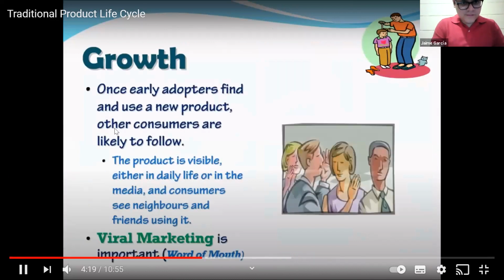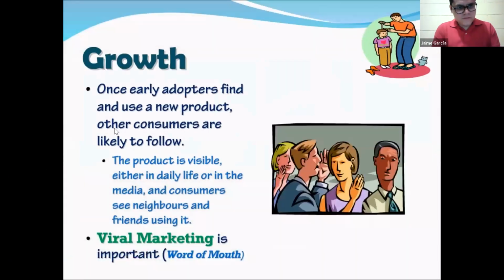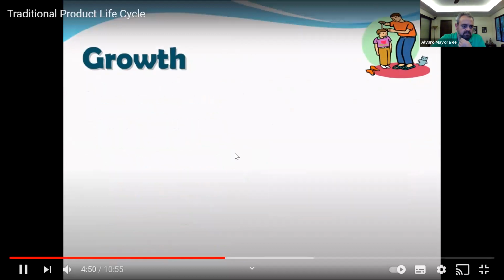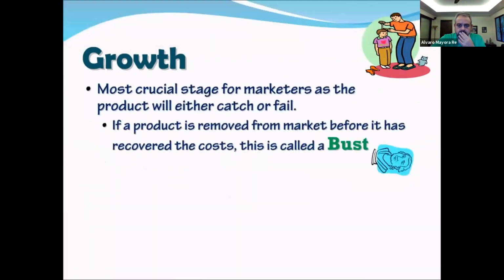Starting to increase. So the growth stage occurs after these early adopters buy it and they start telling their friends, right? Word of mouth and viral marketing are so important in the growth stage. You want all the people who bought the product originally to tell their friends how awesome your product is. So other consumers are likely to follow those early adopters. If your product is visible in the daily lives of consumers and in the media, then consumers will start to buy it, and they'll see neighbors and friends using it, and they'll buy more and more product.